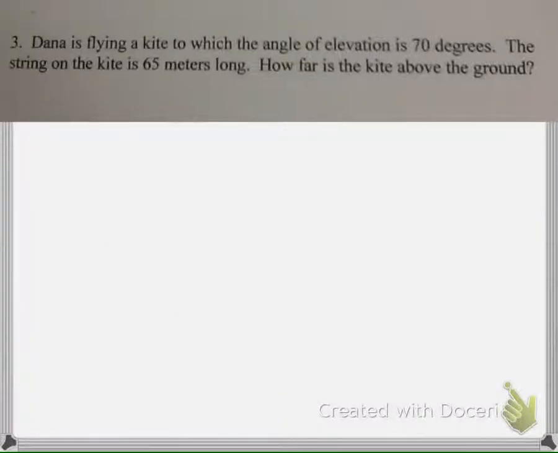Dana's flying a kite to which an angle of elevation is 70 degrees. The string on the kite is 65 meters long. How far is the kite above the ground?